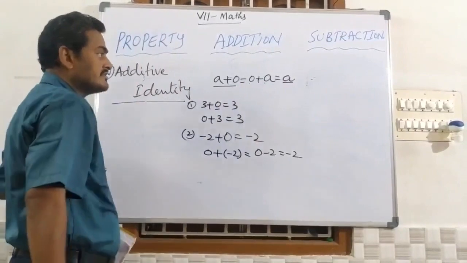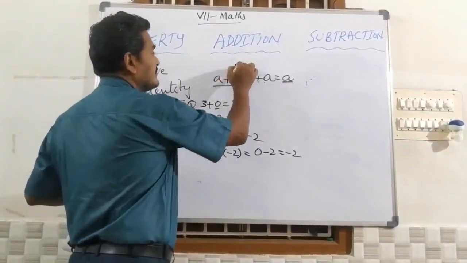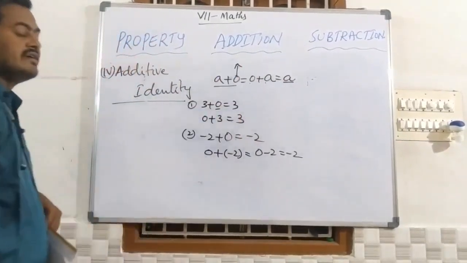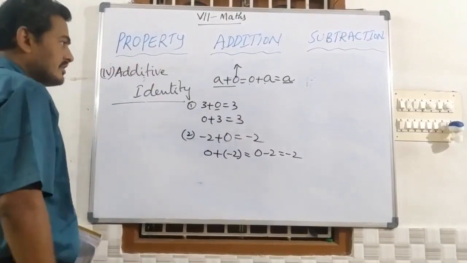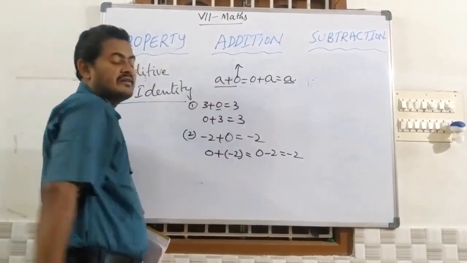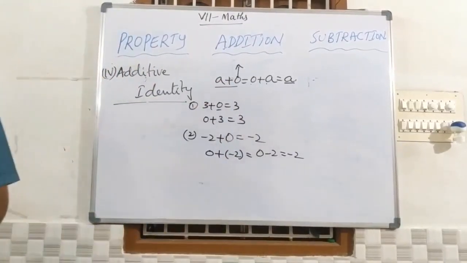Here one important thing is there. Here 0 is called the additive identity.